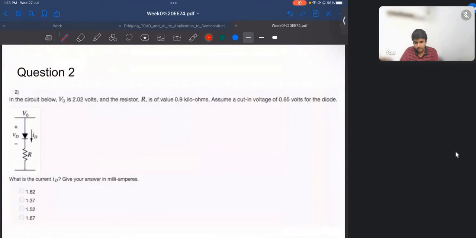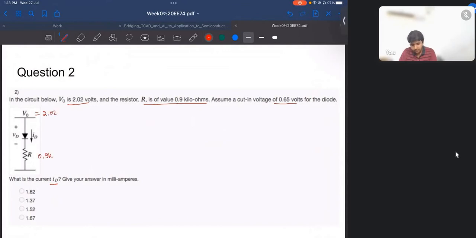The next question says, in the circuit given below, V0 is 2.02 volts, the value of resistor R is 0.9 kilo ohms, and the cut-in voltage is assumed to be 0.65. You have to find the current ID. It is similar to the first question, but it is not asked to take any iterative approach, so we will directly solve it. V naught equals 2.02.